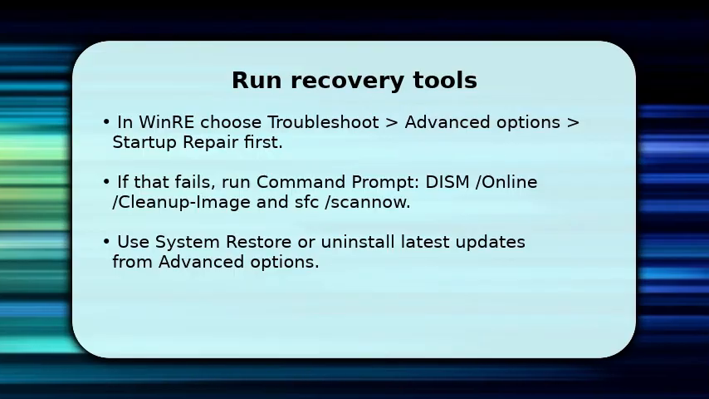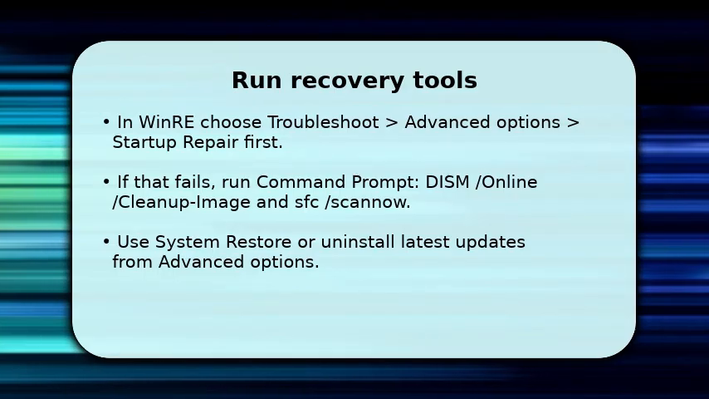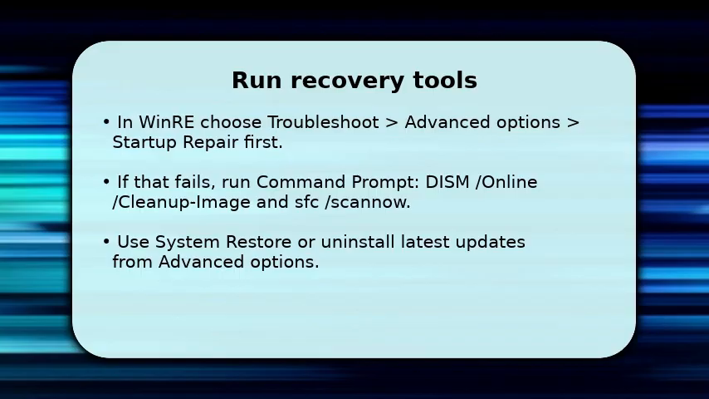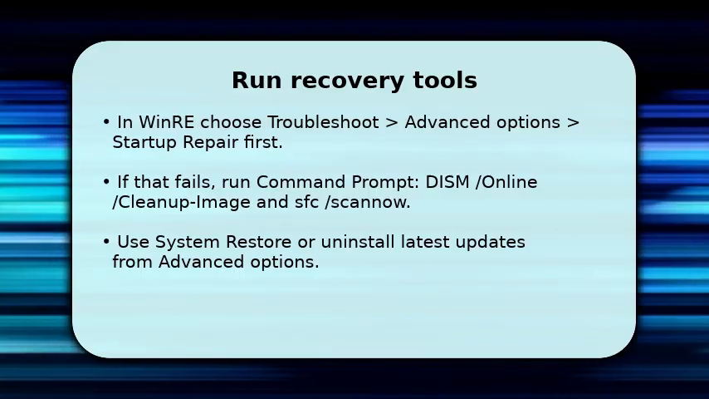It attempts automatic fixes. If unsuccessful, open Command Prompt and run dism /online /cleanup-image /restorehealth to repair the component store, then sfc /scannow to fix system files. These commands undo the deeper causes of stuck updates. Next, use advanced options to uninstall the latest quality or feature update, or restore a recent system restore point.